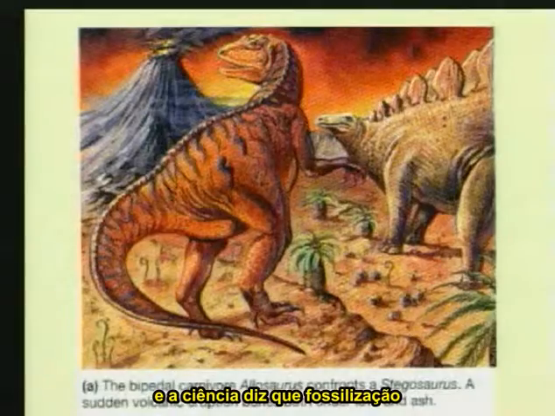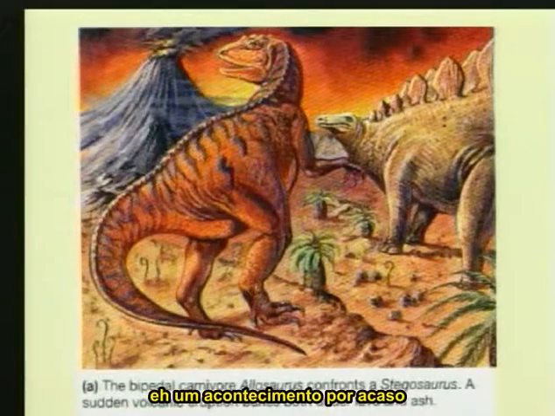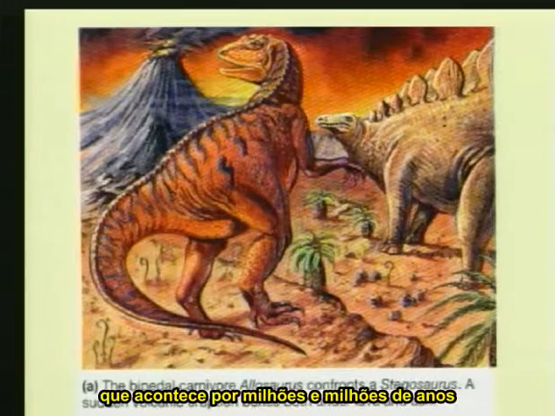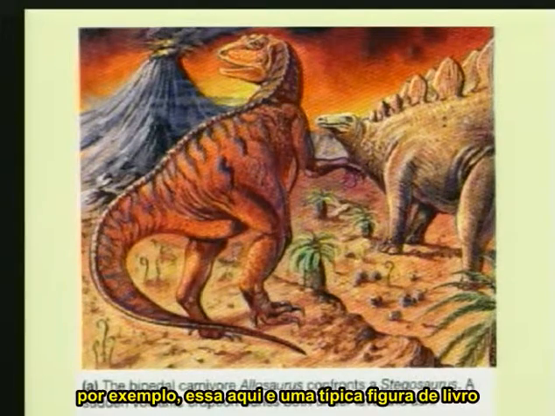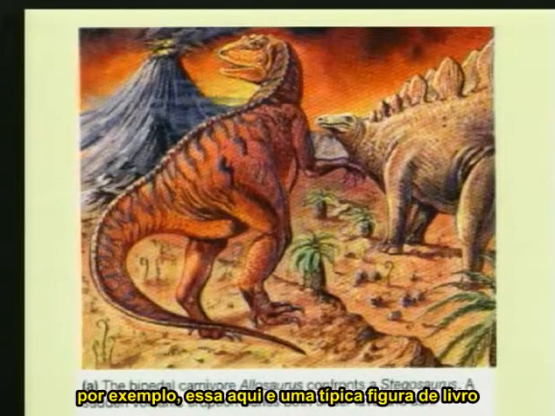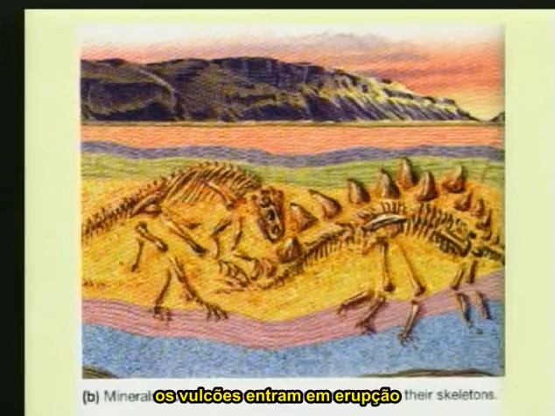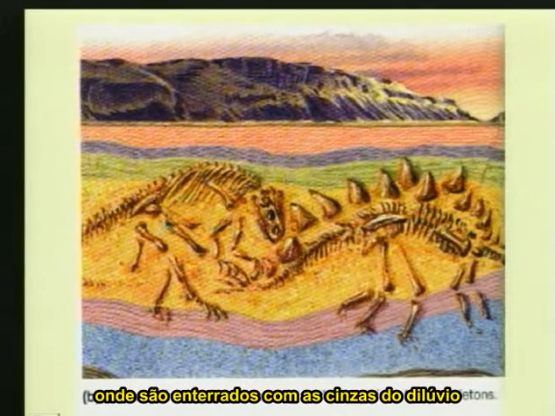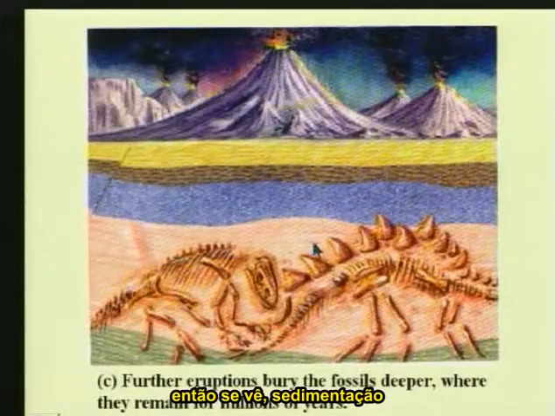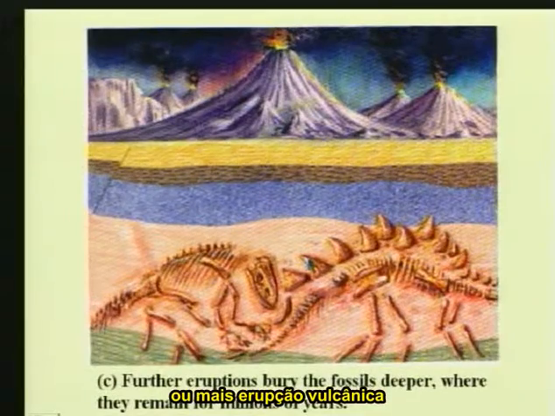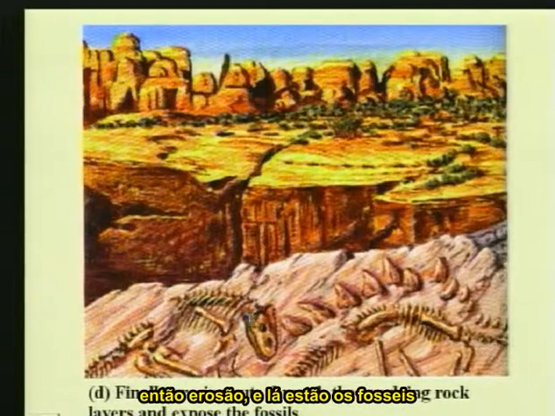And science will tell you that fossilization is actually a chance process over millennia, millions of years. Here and there, something will fossilize. So that, for example, this is typical textbook stuff. You have some dinosaurs, a volcano erupts, they get buried in the volcanic ash, and then there is some sedimentation or more volcanic eruptions, then erosion, and up they come, and there you have the fossil.